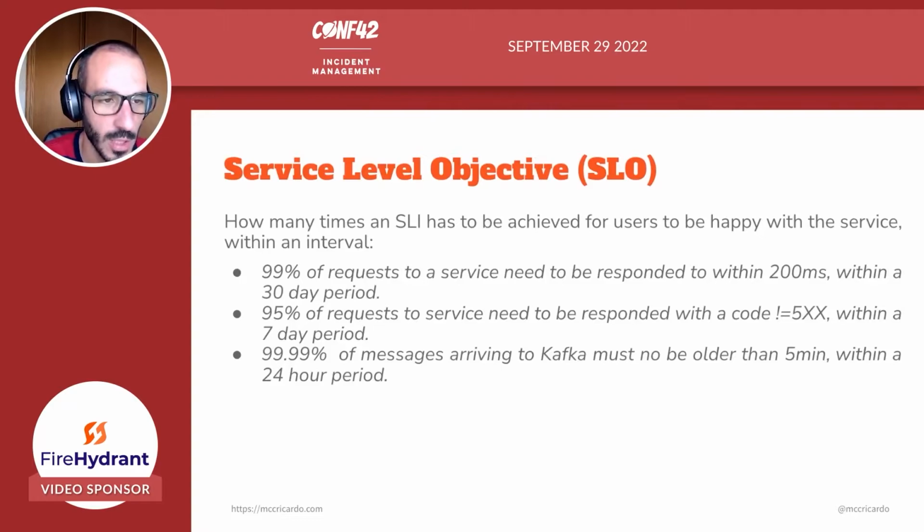So using the same examples again, we're going to evolve an SLI into an SLO. So we can say 99% of requests to a service need to be responded to within 200 milliseconds within a 30-day period. So we define an interval, which is 30 days. We look at all requests and we say that 99% of them need to be responded to within 200 milliseconds. If not, I can say that my users are not being satisfied with my service. Same thing with the other examples: 99% of requests to a service need to be responded to with a code different from 500 within a 7-day period. And exactly the same thing with the messages arriving to Kafka.